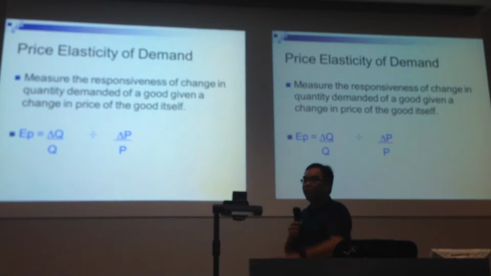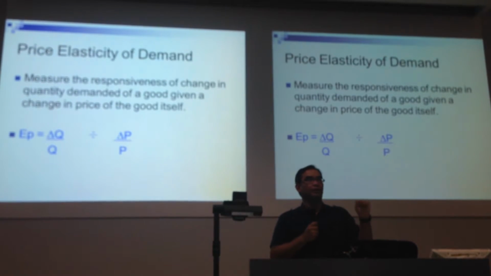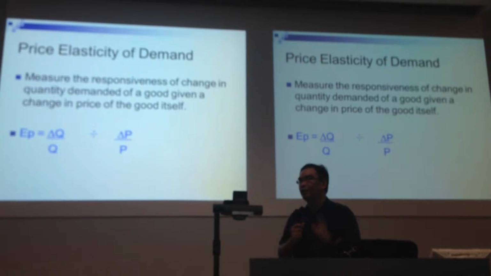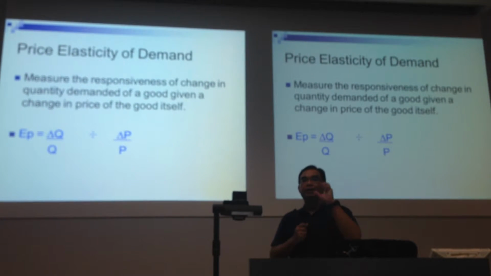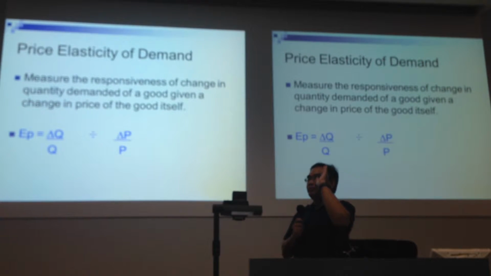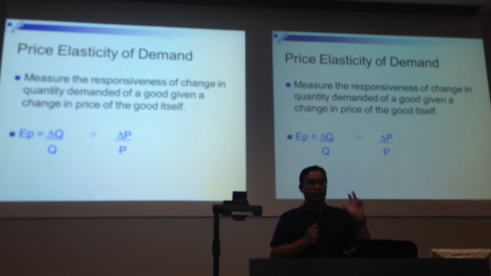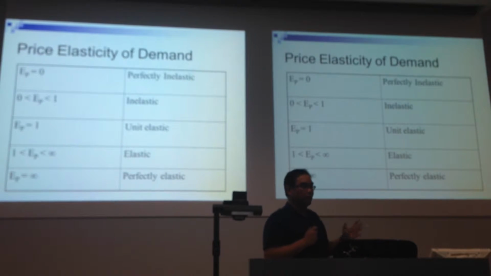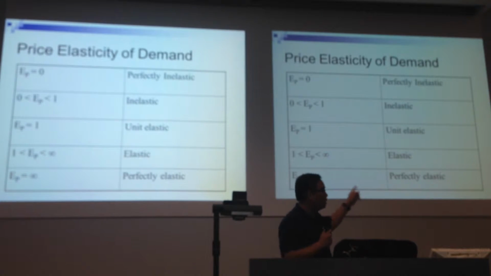Okay, now to prevent confusion, remember to take the absolute value. So when you want to analyze the price elasticity, always take the absolute value, meaning ignore the negative sign. If you want to include the negative sign, many times you will get confused as to what is elastic and what is inelastic. So if you want to consider the absolute value of the price elasticity, this table will show the different categories of price elasticity. This is based on the absolute value of the price elasticity. So remember the different categories.